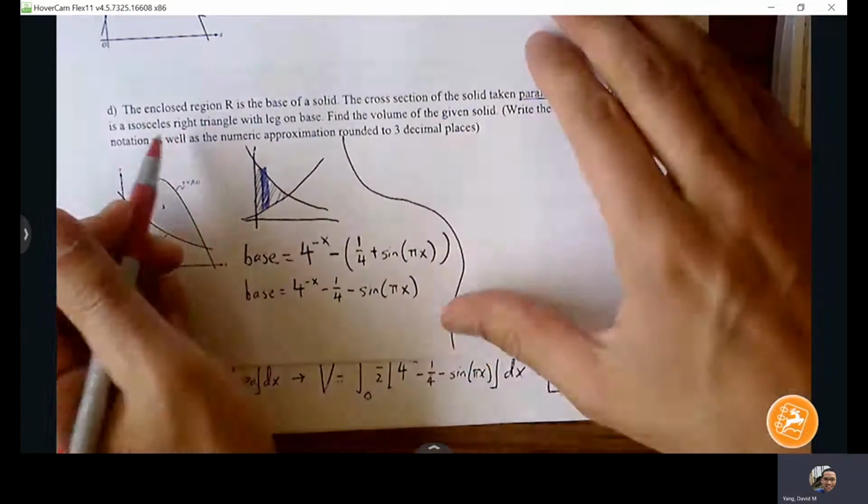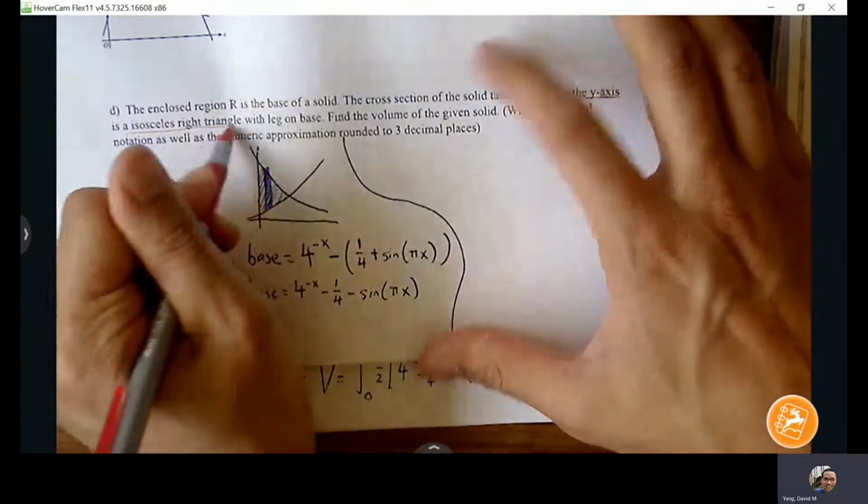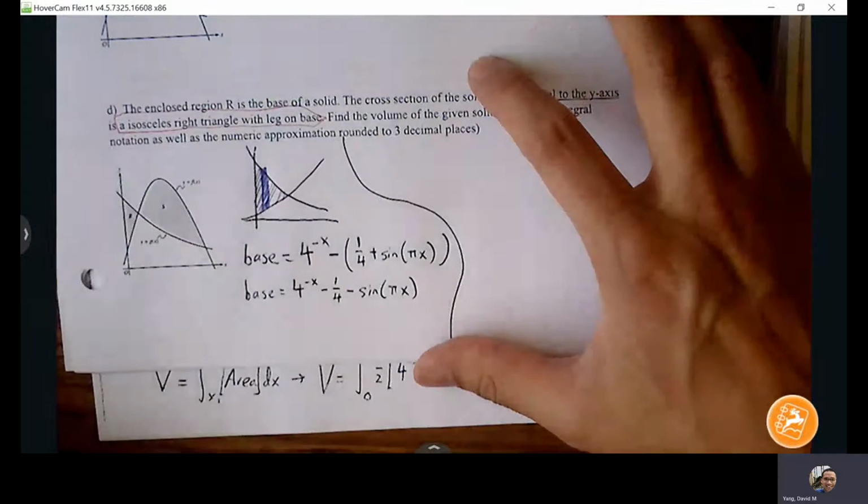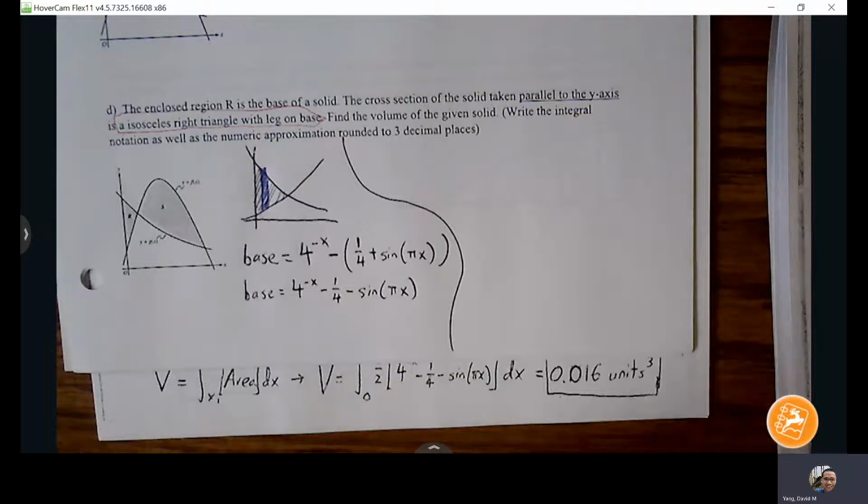Okay, we'll create the area. Isosceles right triangle with leg on the base. That's 1/2 base squared.